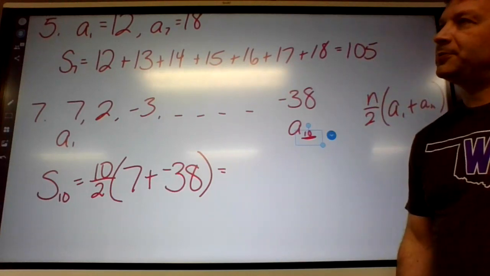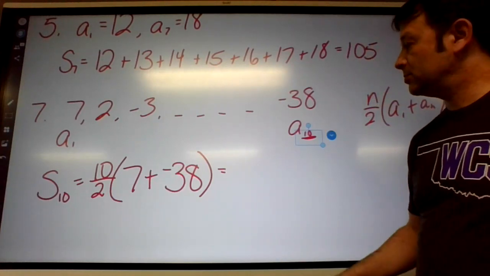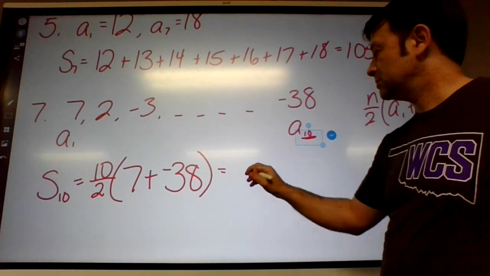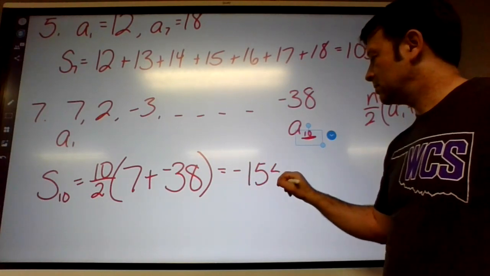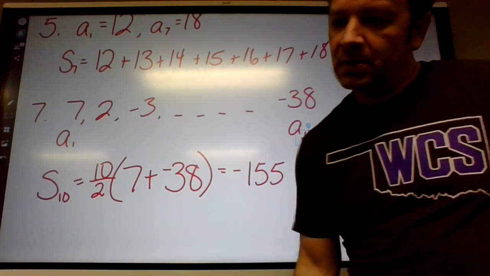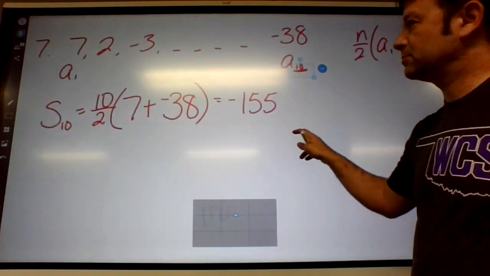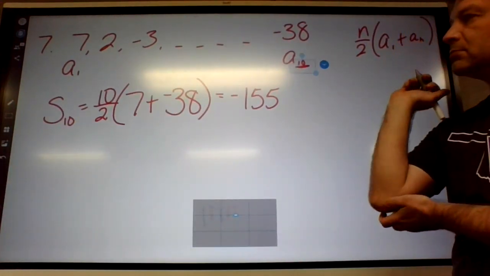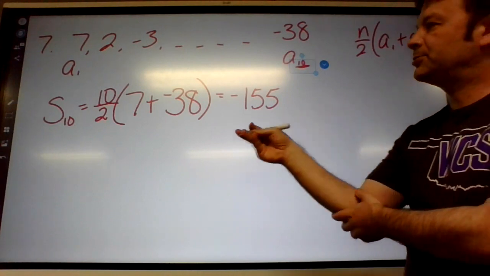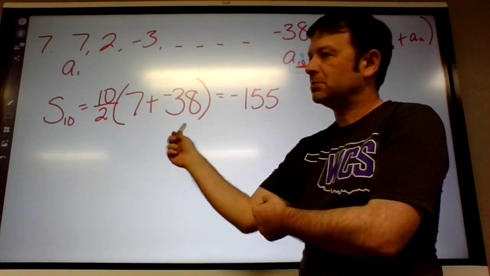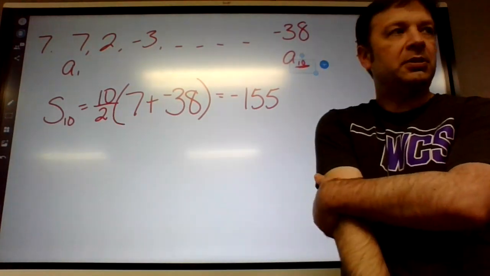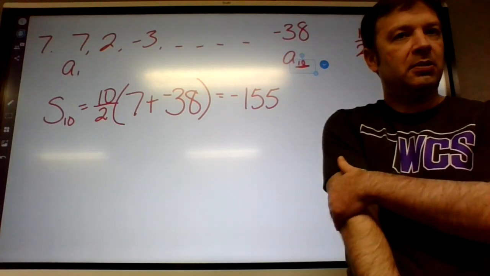It's negative 31 times 5 is negative 155. Check my work. Okay. Do we have to show work on this? This would be the work. Do we have to show work? Yes. Bella, you might show your work.